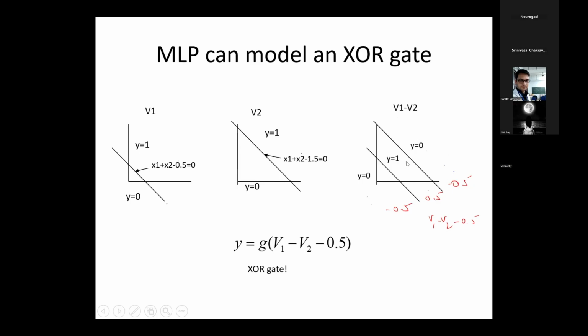Then what you'll have is the y equal to 1 part becomes plus 0.5. The y equal to 0 regions will become minus 0.5. So you'll get three regions.